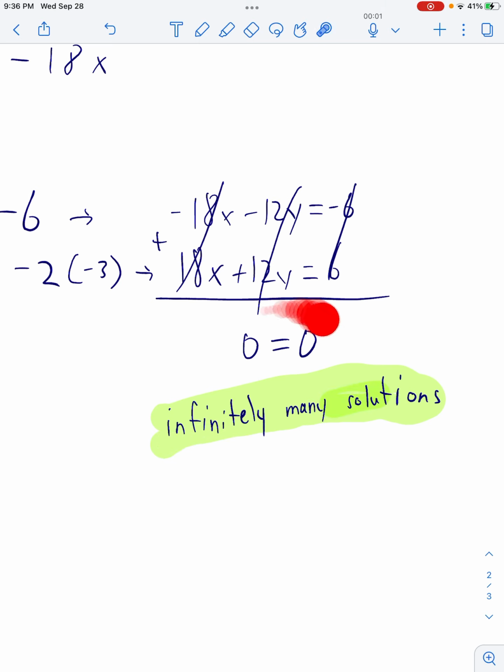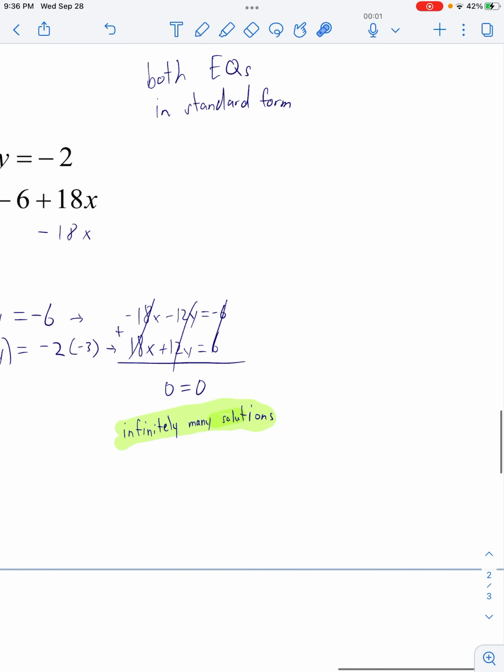When I come to something that's always true, a constant equals itself, I get infinitely many solutions, just like we did when we were solving equations with one variable, right?